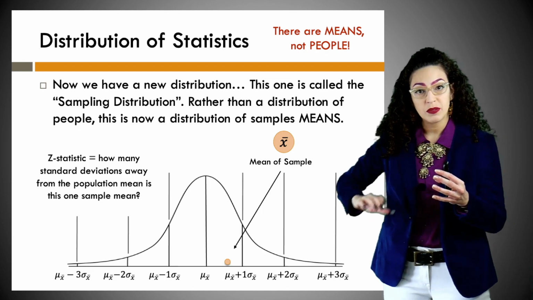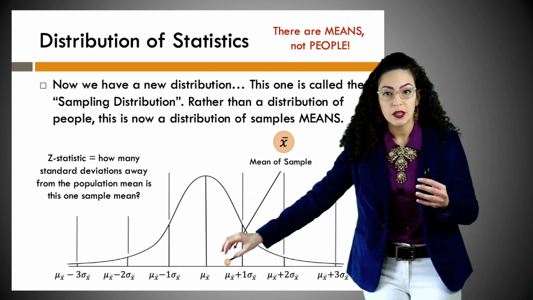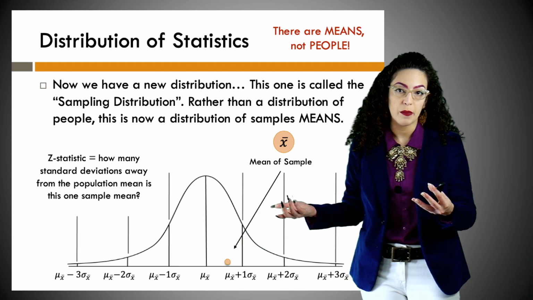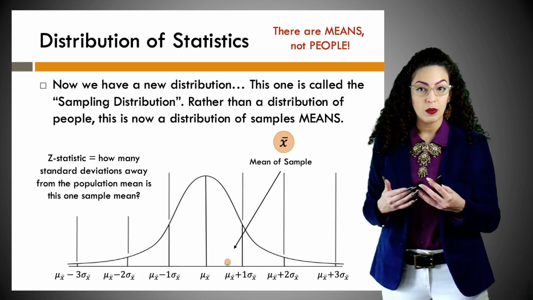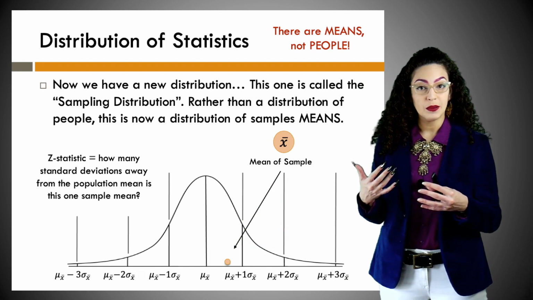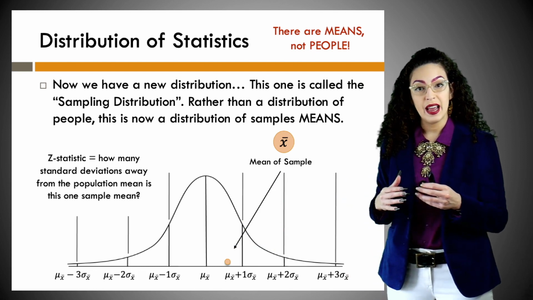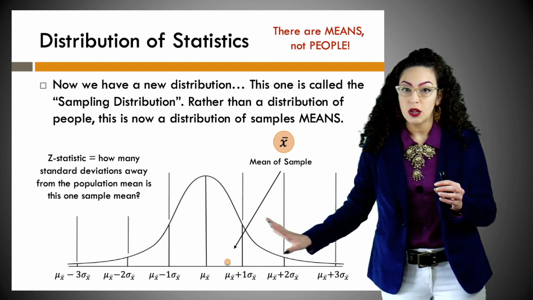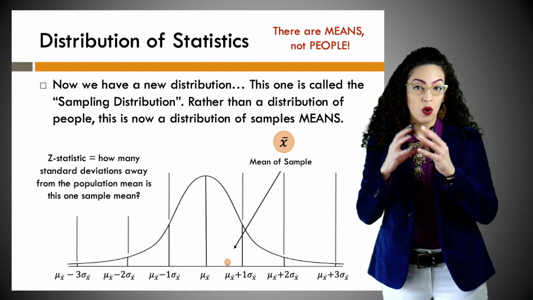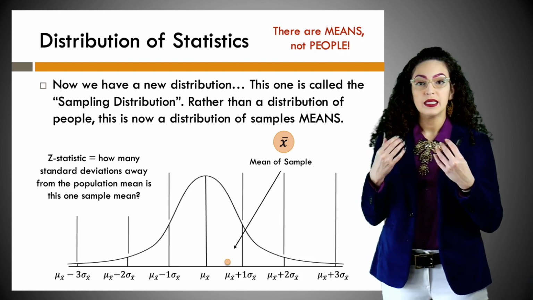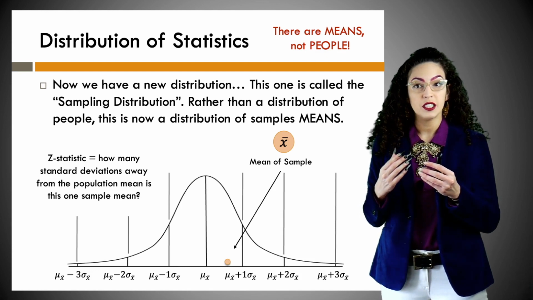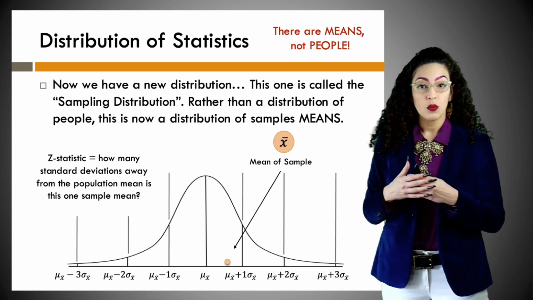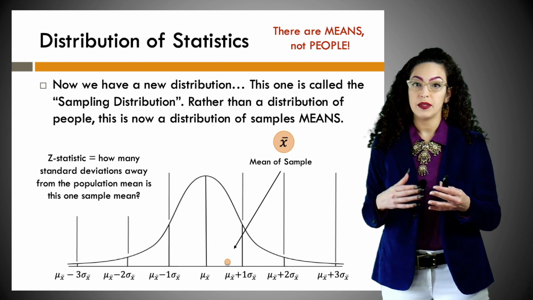So now, remember before we had this standard distribution where a person's score represented their z-score, and we could figure out the proportion and the probability of seeing one of those people. Now we have a slightly different distribution. This one is called the sampling distribution, and now this is a distribution of means rather than people. So this value here is no longer just one person's score. This is a whole sample mean. Z-statistics tell us how many standard deviations away from the population mean one sample mean is. We're going to look at sampling distributions in more depth in the next few lessons.